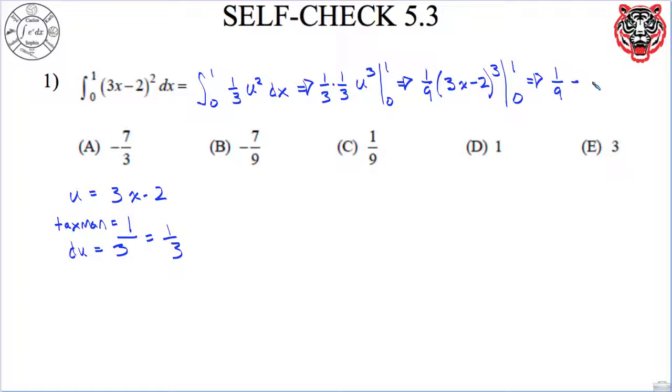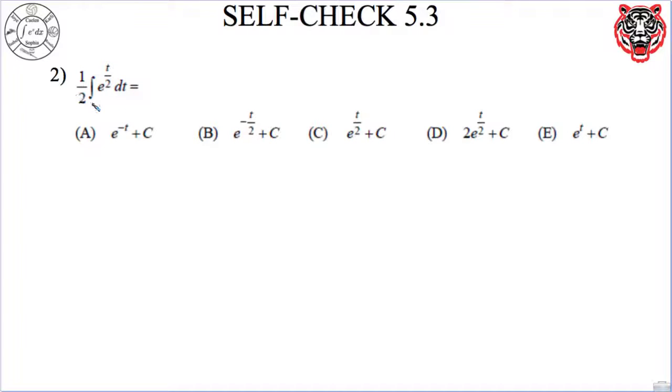And I'm going to subtract whatever is over here. So if I plug in 0, what do I get? 3 times 0 is 0, minus 2 is negative 2, negative 2 cubed is negative 8, negative 8 times 1/9 is negative 8/9. And again we have negatives kissing, so it becomes positive, and we get 1/9 plus 8/9, and that is equal to 9/9. So that is 1. Correct answer is D.